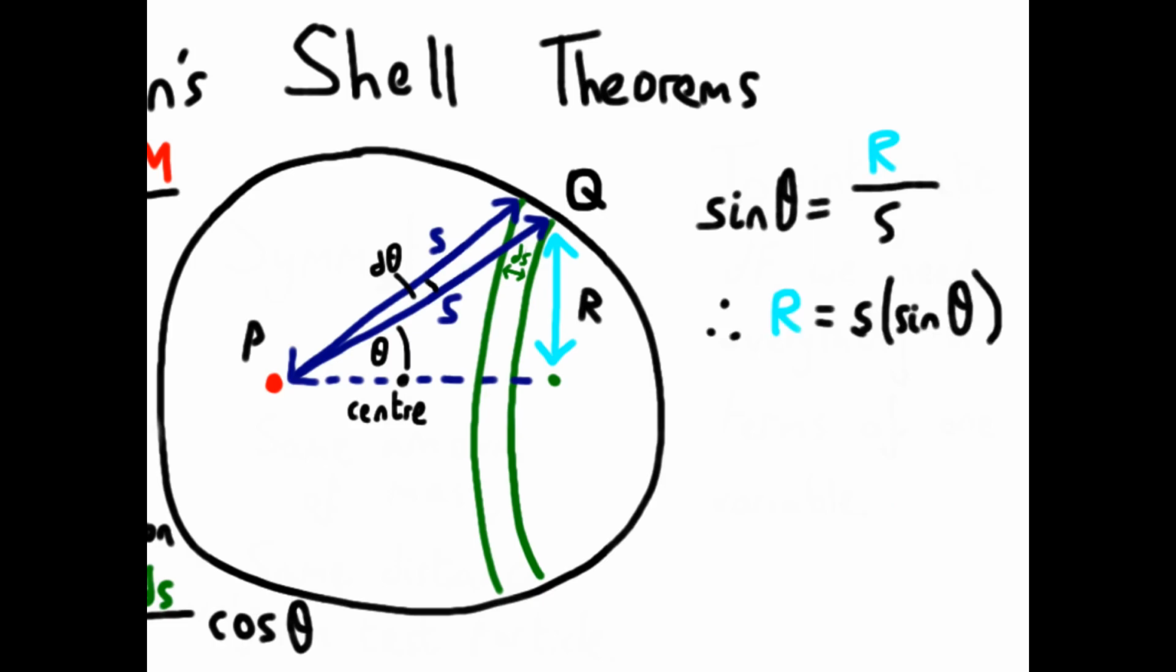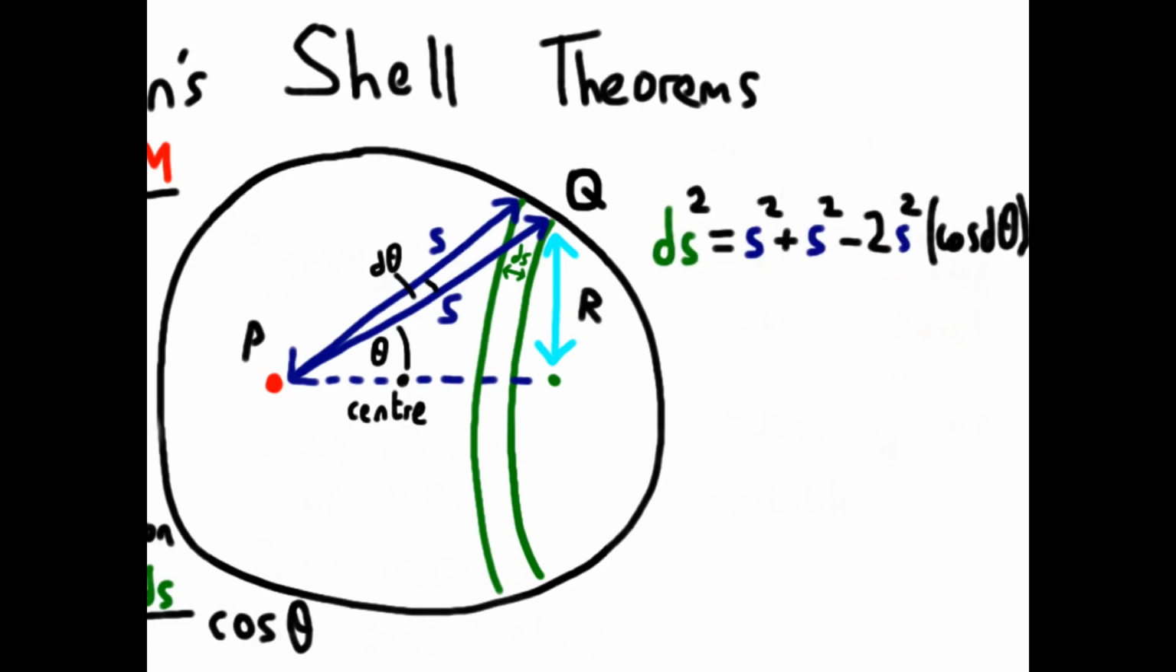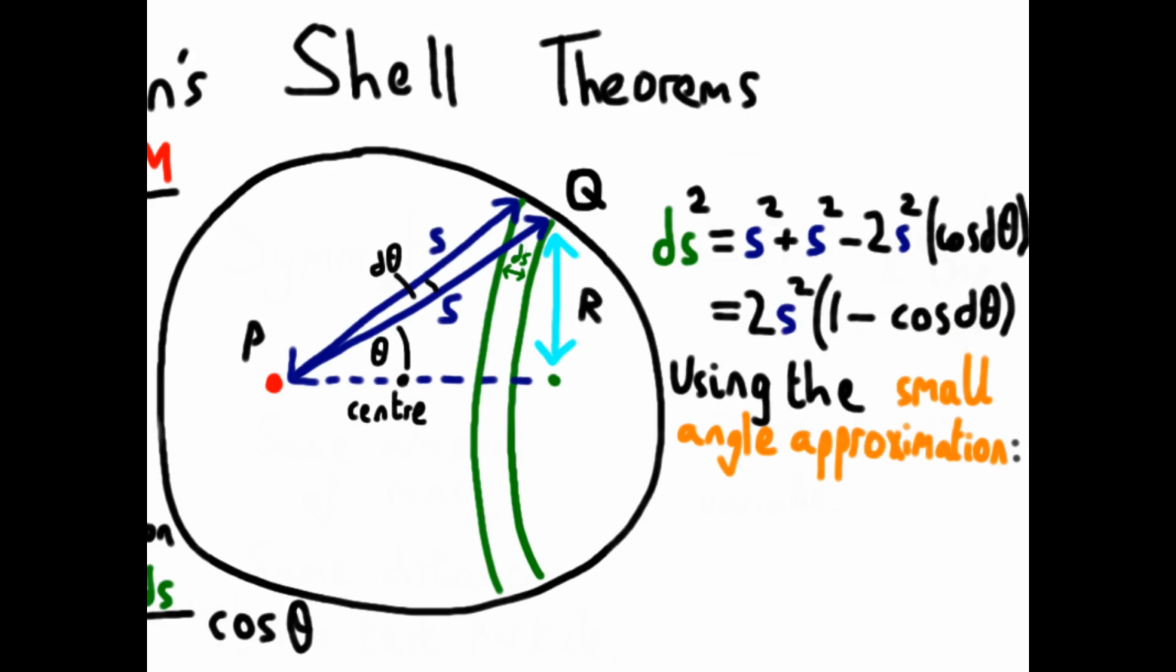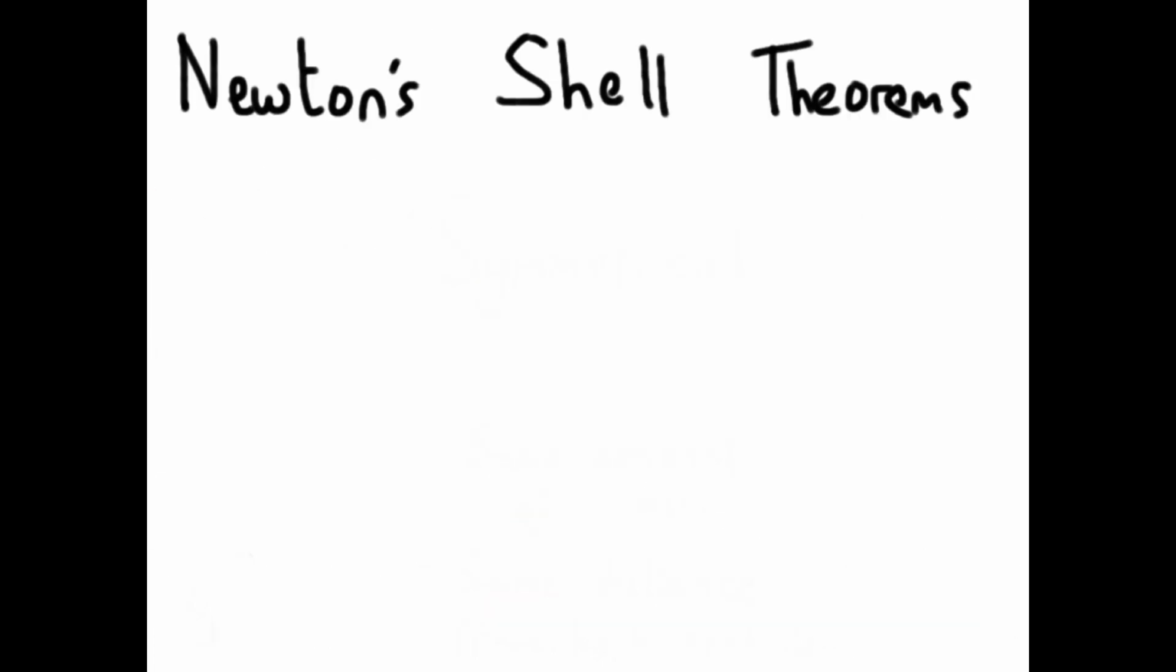And for ds, we can use the cosine rule, where ds squared will equal s squared plus s squared minus 2s squared cos d theta. We can factor out 2s squared, then use the small angle approximation for cos to re-express cos d theta as 1 minus half theta squared. ds squared will therefore cancel down to s squared d theta squared, so ds equals s d theta.